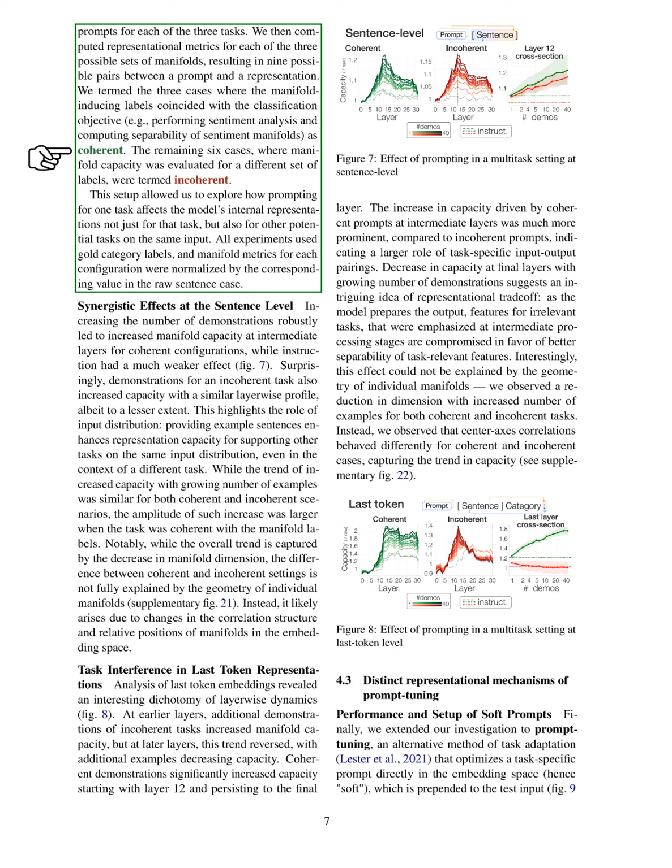We categorized cases where the manifold labels matched the classification objective as coherent and those where they did not as incoherent. This setup enabled us to investigate how prompting for one task influences the model's internal representations for other tasks using the same input. All experiments utilized gold category labels, and we normalized manifold metrics against the raw sentence case.